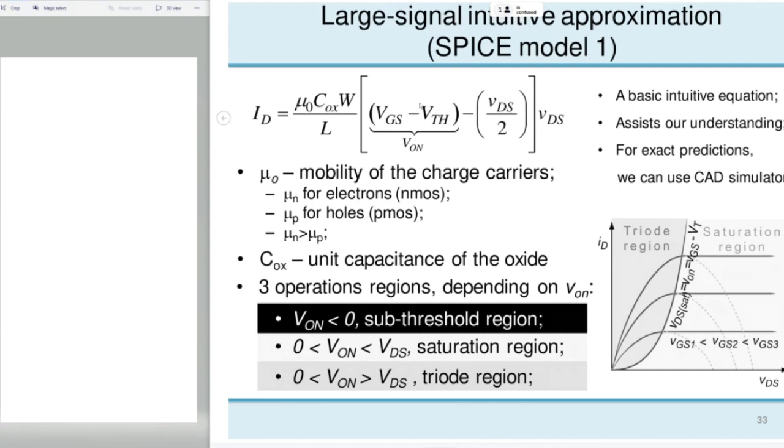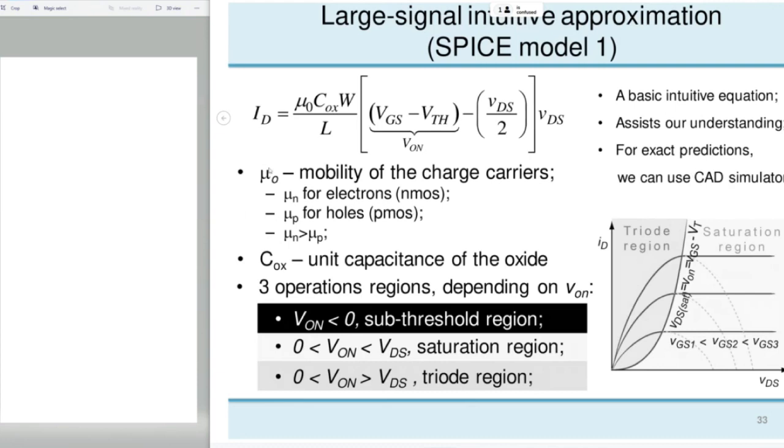So gate source voltage and drain source voltage. And then we have the dimensions of the transistor, W over L, and some technology constants, the mobility of the carriers and C oxide. So this is usually given. This is a design parameter, and these are also design parameters. So this gives a basic intuitive equation, assists our understanding, and for exact prediction we'll use Cadence.